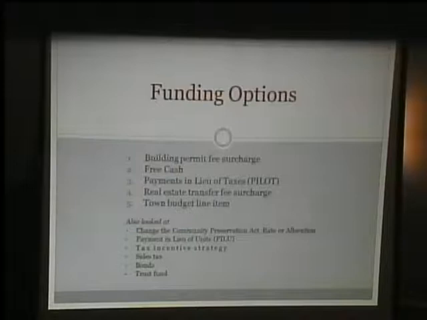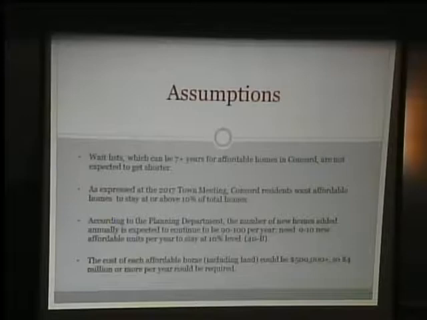So some of the assumptions that we made when we looked at this, one of the main ones that I'll point out here is in the middle. According to the planning department, the number of new affordable homes that we'll need annually is 9 to 10 new homes per year. And that is based on staying above the 10% subsidized housing inventory. That's the SHI number that some of you may be aware of. That's the 40B number. If your community is above that 10%, then they are not as susceptible to 40B developments as a community who is under that. So that's why we're utilizing that number there.